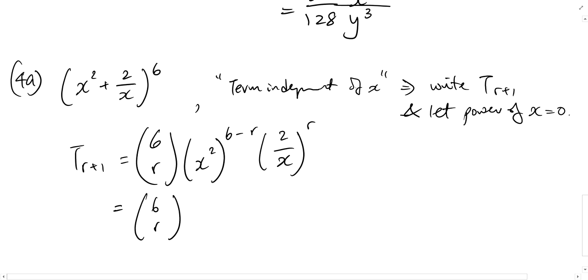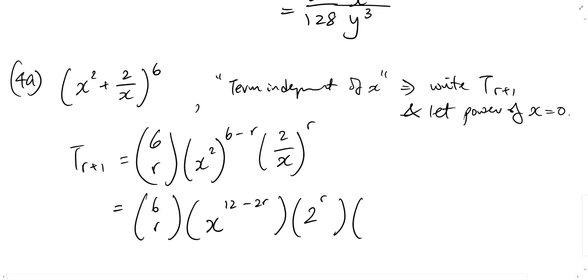Now, we want to group all the x terms together. We see that there's an x over here, there's an x over here. Okay, so we're going to use indices. For the first one, x to the power of 2 times 6 minus R. Next one, 2 is a number, 2 to the power R. And then I've got x again, right? Wait, we've got 1 over x. That is rewritten as x to the power of negative 1, and to the power of R. Okay. So negative 1 over here to the power of R.